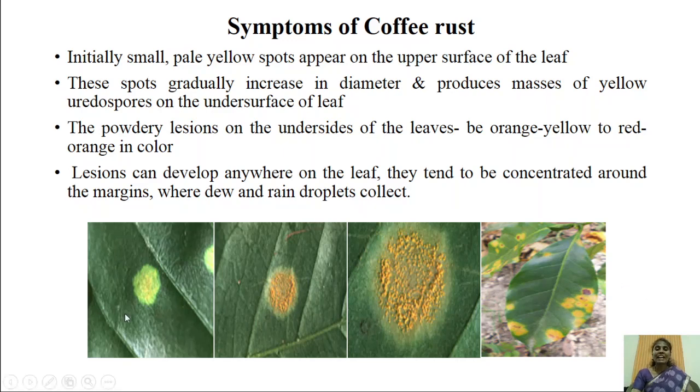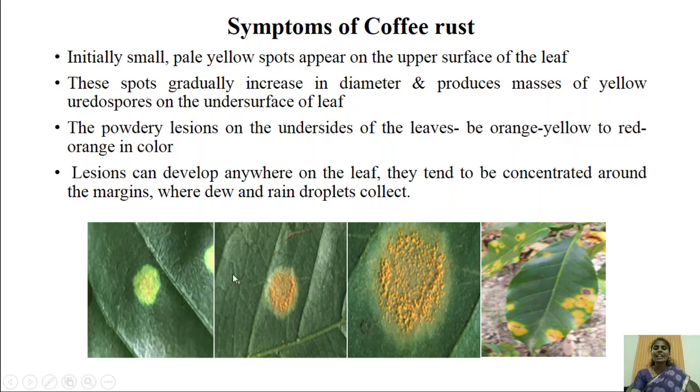So in the slide we can observe various symptoms, like the pale yellow initial symptom, the appearance of pale yellow spots which increase in size. On the undersurface of the leaves, it is going to produce a mass of spores called uredospores.